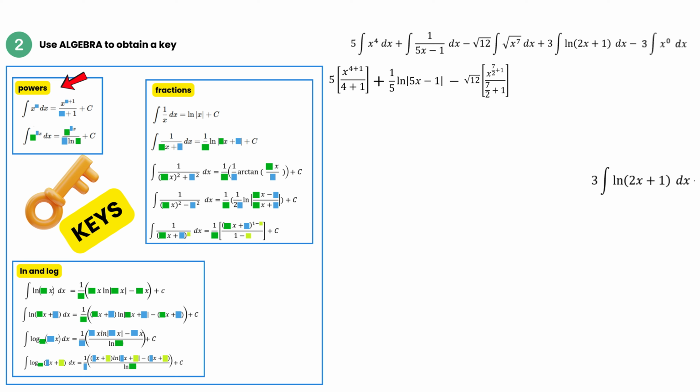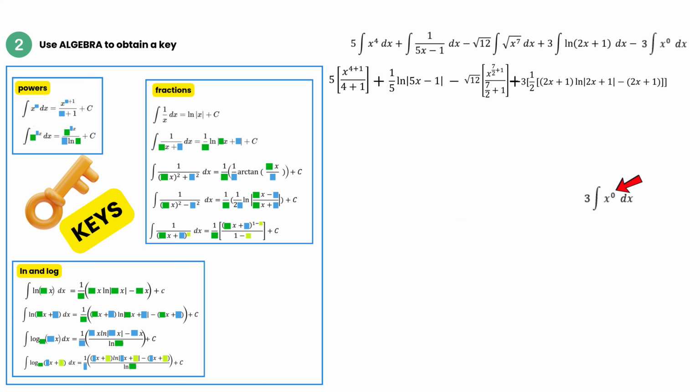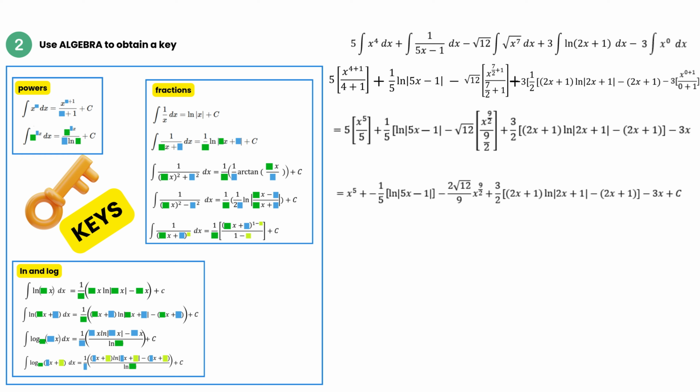The fourth term is a natural log, so we look at the log keys and we can see our integral matches that key, so we use it as is. For the last term, we again have a power, so we check the power keys, match our integral, and use the key as is. Next, we simplify everything we can and obtain the following answer.